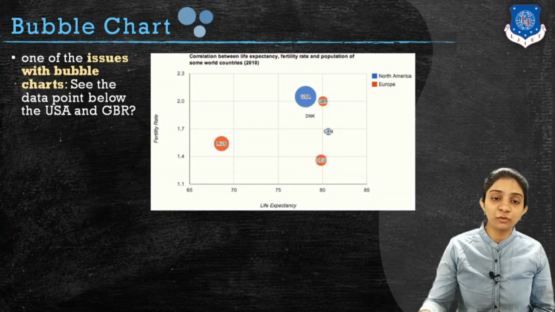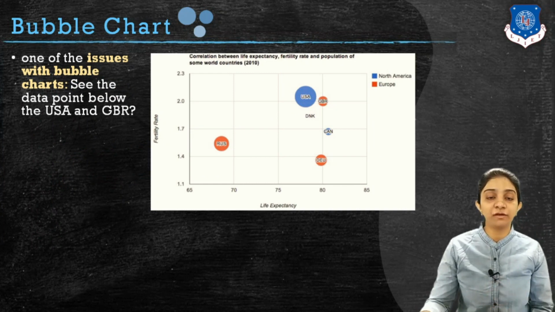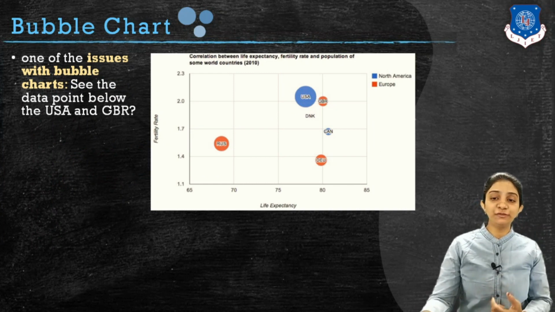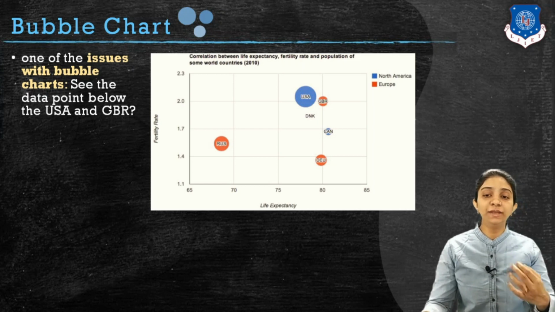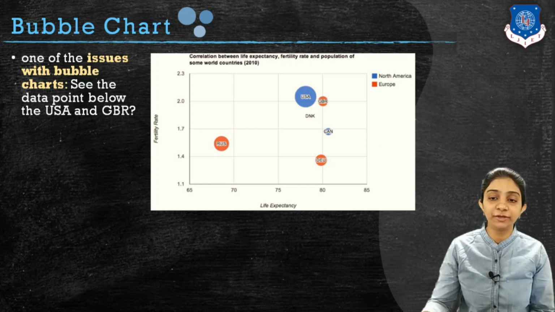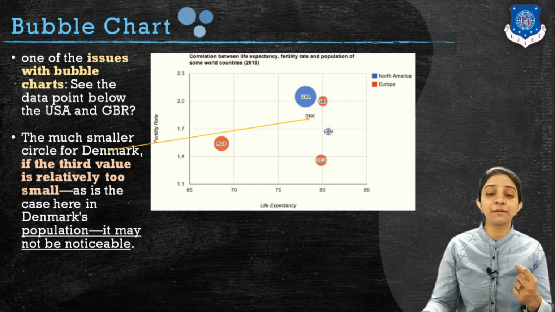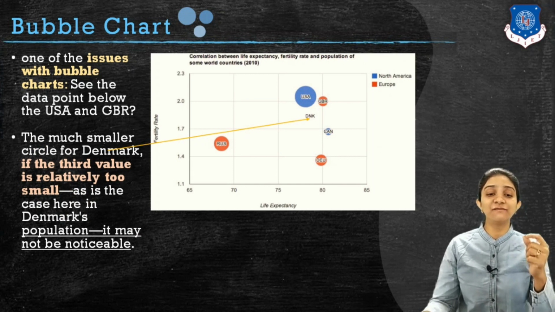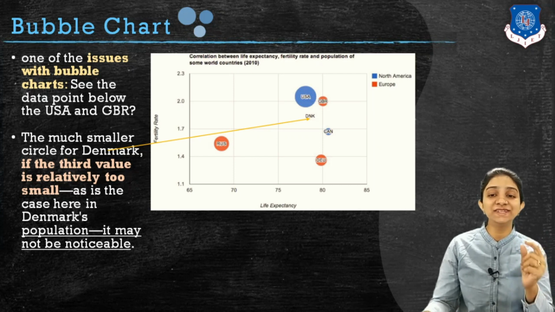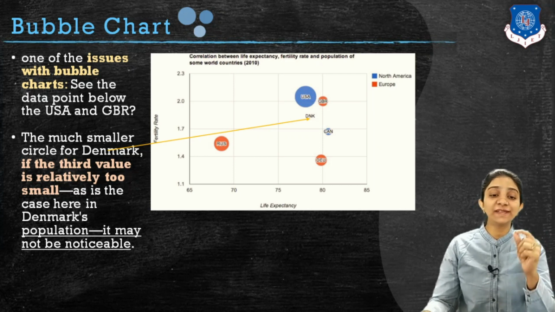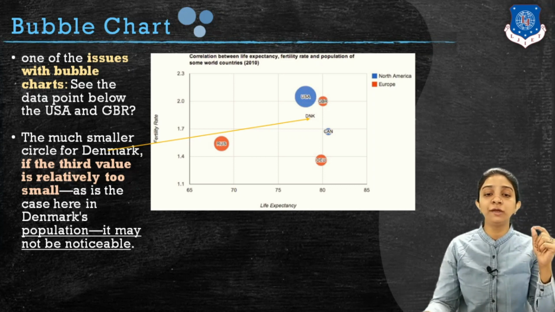Now there is one more problem with this kind of bubble chart. Can you see any bubble below USA and Great Britain? No, but there is a single small data point, because its third value, the population, is relatively very low. That's why the bubble does not even appear as a small dot.